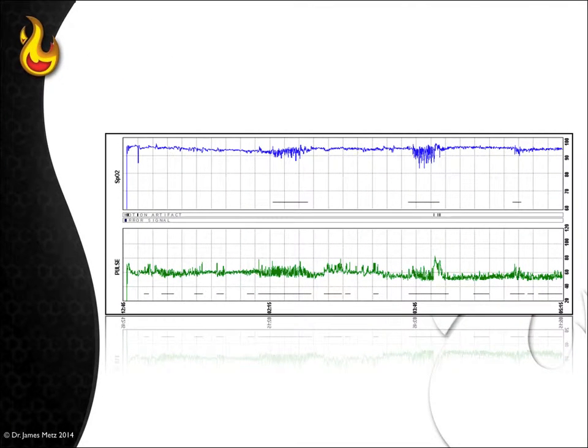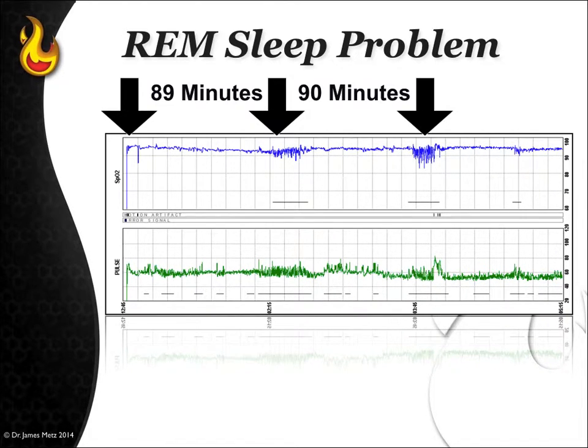Okay, now what's going on here? If you notice, the onset of sleep is here. But then, what about this? What about these two? Those are very big oxygen disturbances. SpO2 is really going a little crazy. You'll notice that it occurs about 89 minutes in. Well, that's REM. That's REM behavior.